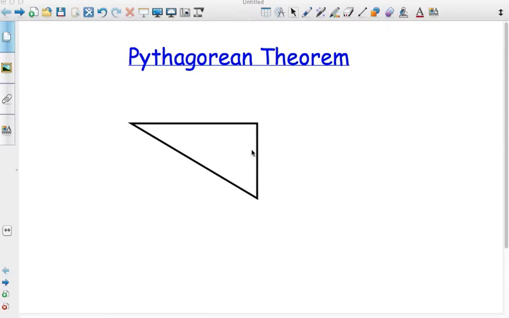Hello. Today we are going to be looking at how to solve the Pythagorean theorem and the uses for it and how it can help us solve some future problems. The Pythagorean theorem works with what we call a right triangle. That's where you have a right angle at 90 degrees.